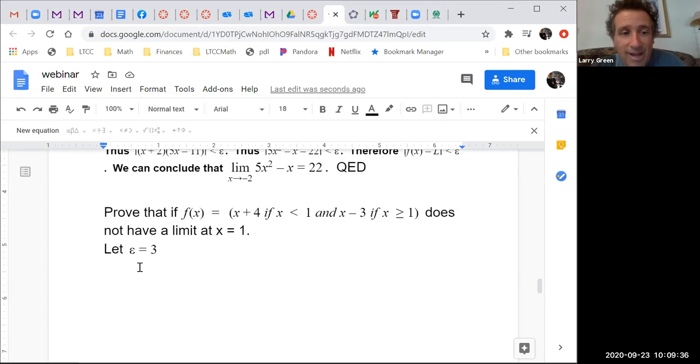So anyway, if epsilon is equal to 3, then the idea is you're either going to be close to 7 or you're going to be close to -2. Any questions on that?